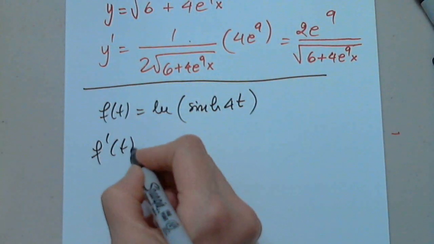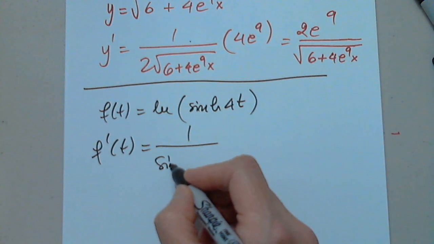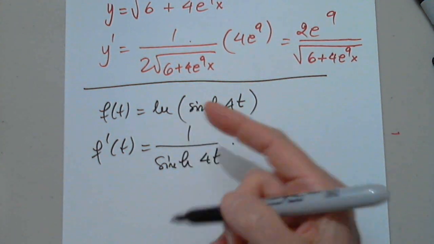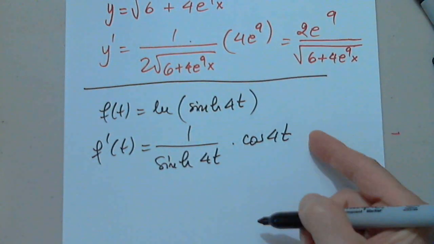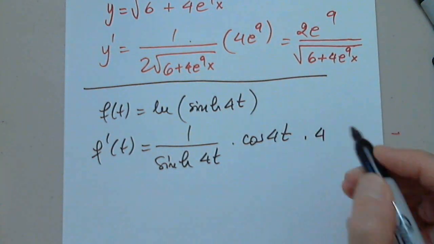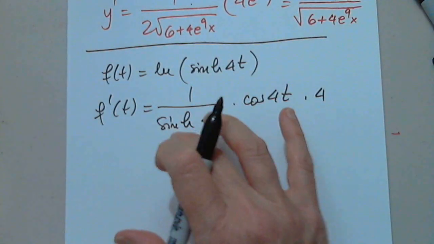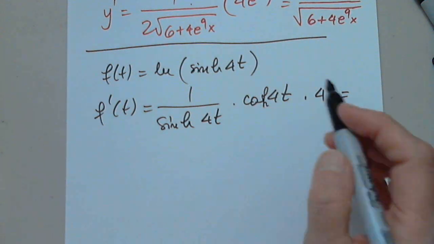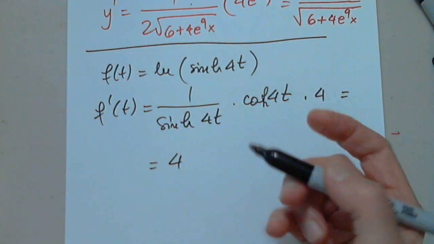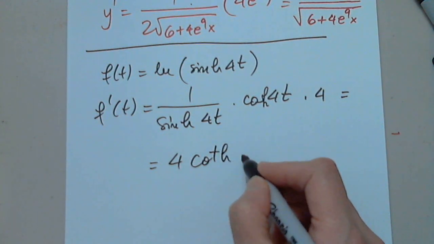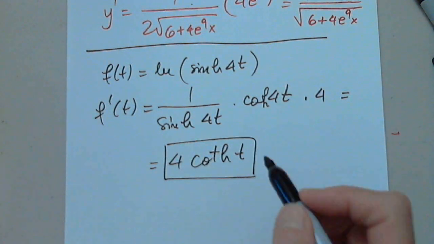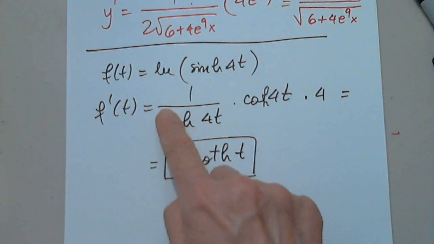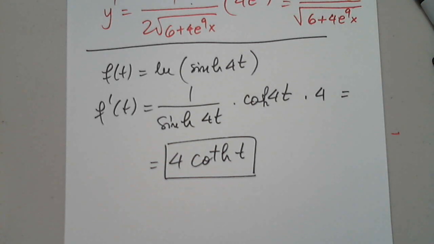So we have f prime of t, which is 1 over this hyperbolic sine 4t. This is the first function. Now I differentiate the second function, hyperbolic cosine 4t. Now I differentiate the third function, times 4. Cosine over sine, even if it's hyperbolic, is still cotangent, so cotangent hyperbolic t. It's cosine over sine, which is cotangent, and 4 goes in front. Okay, thank you. My pleasure.